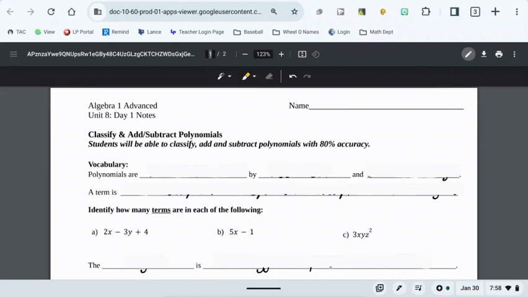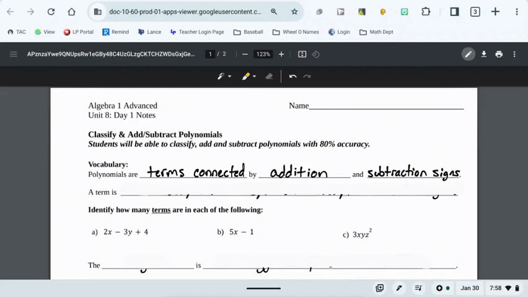Let's get started with the introduction to polynomials. We're going to start with some vocabulary. Our first vocab term, polynomials. So polynomials are terms connected by addition and subtraction signs. And there we have it. That's what a polynomial is.